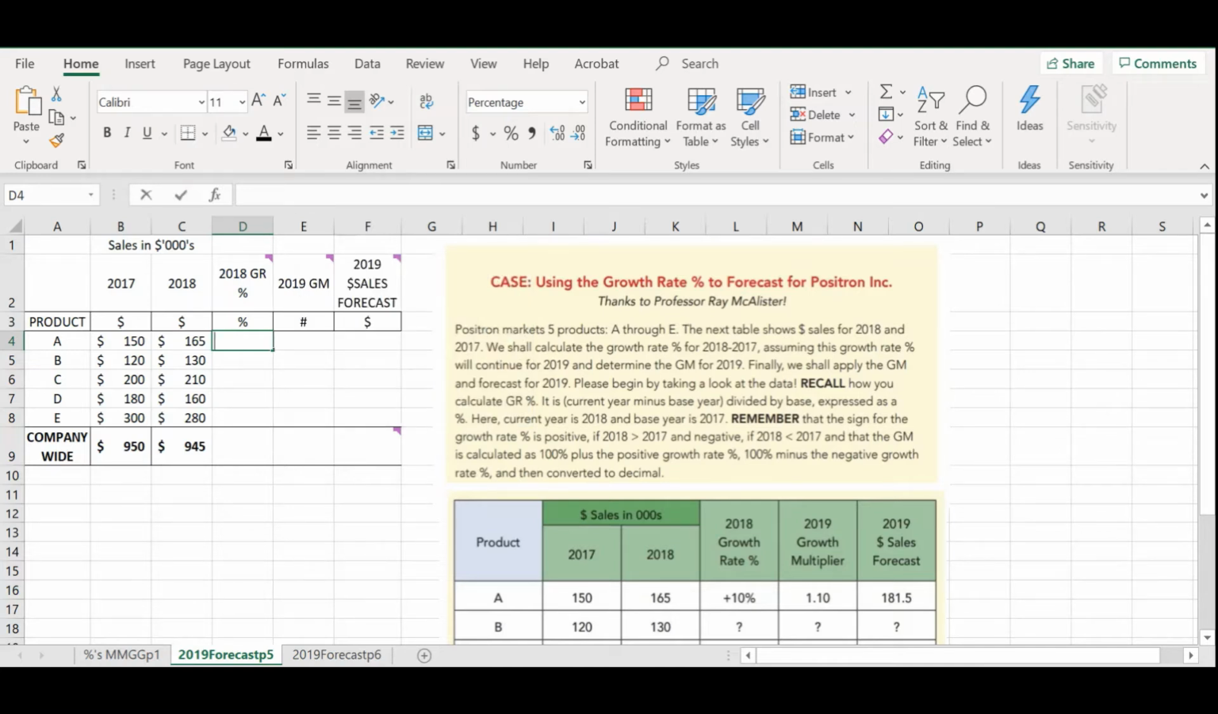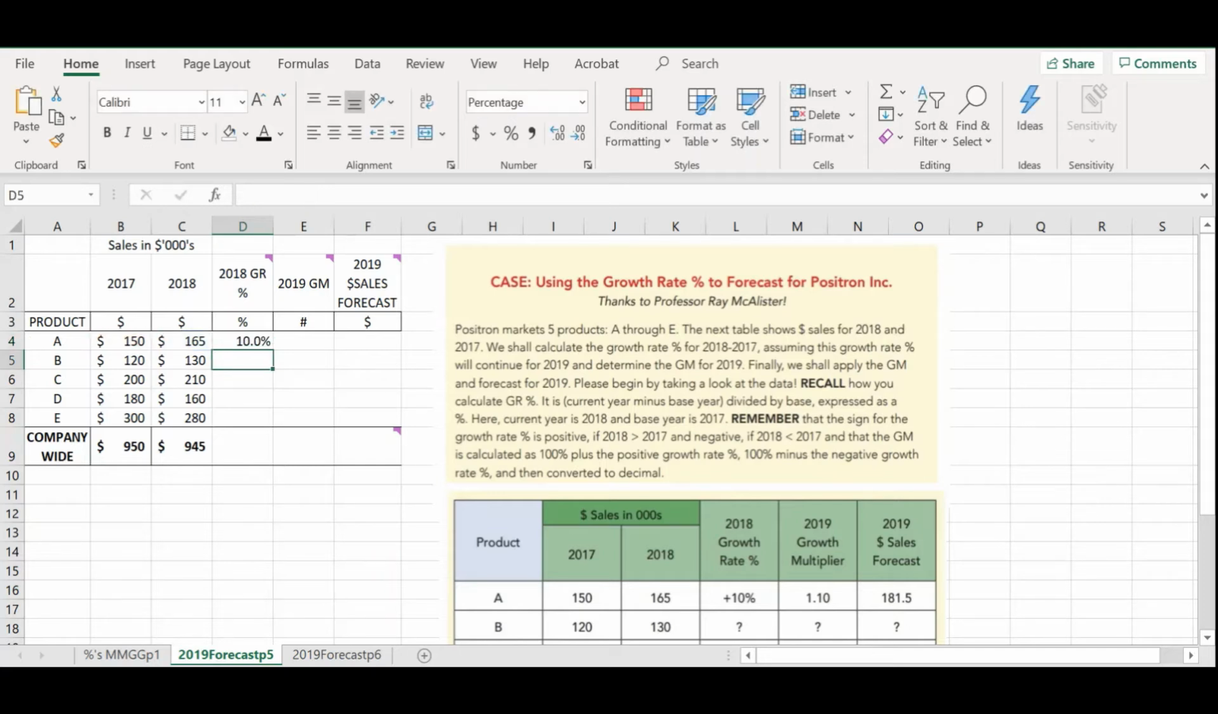So I'll go equal, and I will take 2018, and then I will divide it by, wait a minute, I have to subtract first. I will subtract 2017. Now, we have to put these parentheses around there, because if we don't, oh my gosh, we're going to have such a bad error. Remember, we have to have that subtraction first, then divide by that previous year.